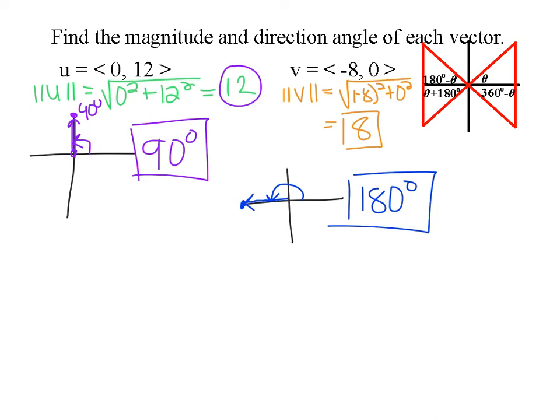So if the vector is on the x-axis or on the positive or negative y-axis, you can just tell what your direction angle is going to be based on the fact that you know each of these angle measures.